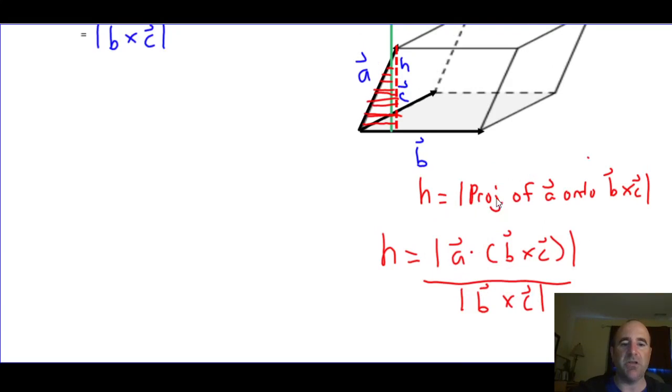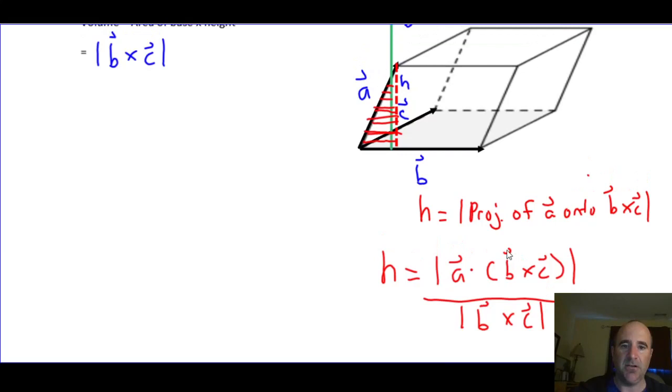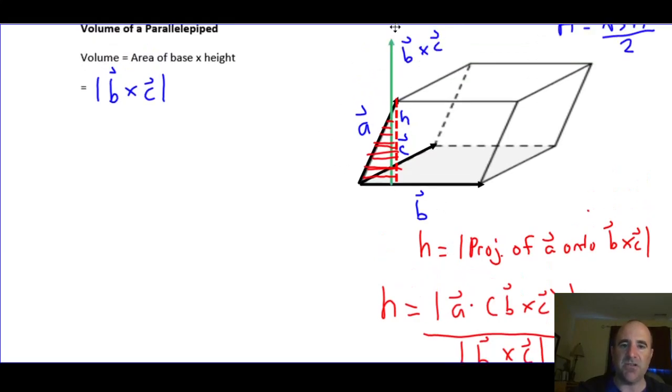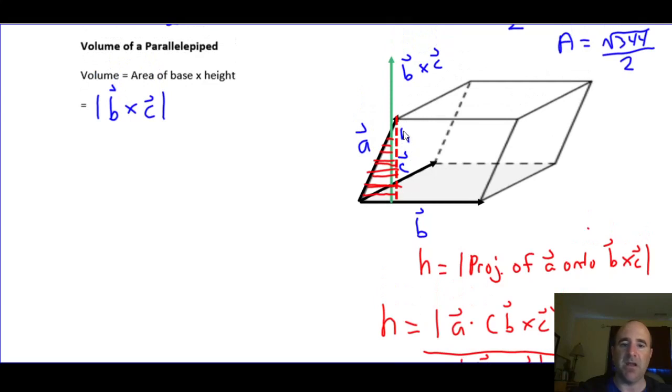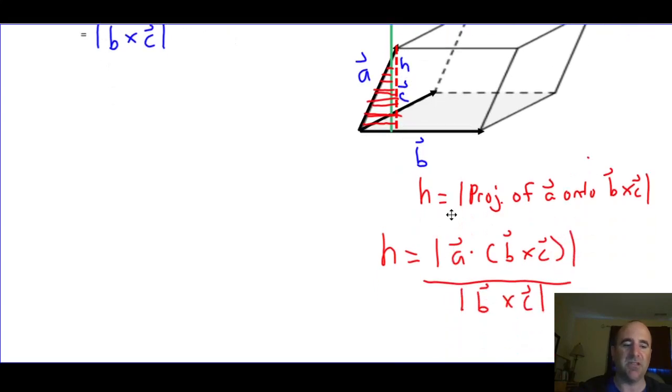I'm just getting that from when we did the projection of A onto B. Well, this is A onto B crossed with C. So instead of A dot B divided by the magnitude of B, it's A dot B crossed with C divided by the magnitude of B crossed with C. I know that's a little bit tough to see, but B crossed with C goes this way, and if I project vector A onto it, I would in fact get the vector that represents the height. I only care about the value of the height of this parallelepiped, not the vector, so I'm just using its magnitude.